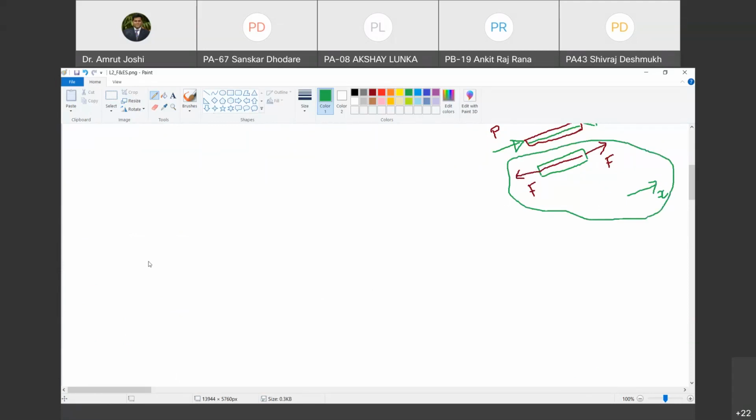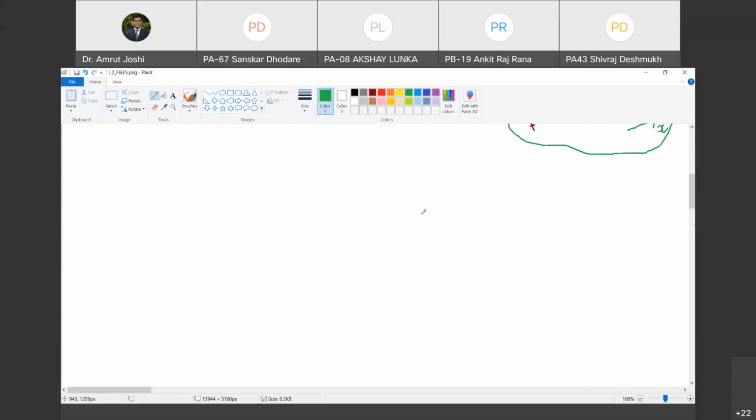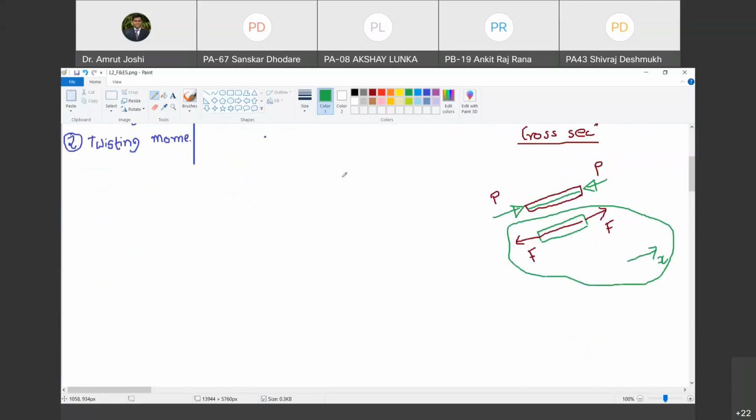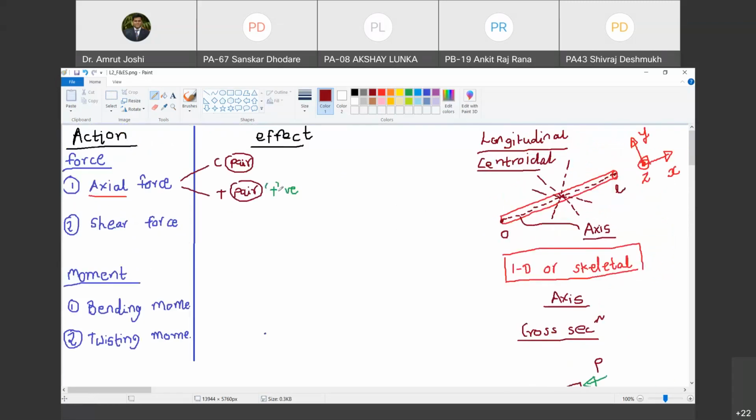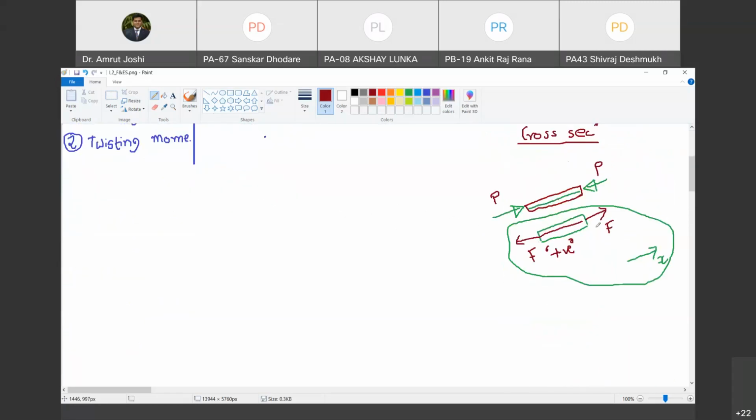But this is as far as application of equations of equilibrium is concerned. But when I define the sign convention for a pair of forces, there is another sign convention going on parallelly. And what is that sign convention? If this pair of equal and opposite forces is trying to elongate the member, then I am going to call that pair positive. Both together we will call positive. Are you with me? Yes.